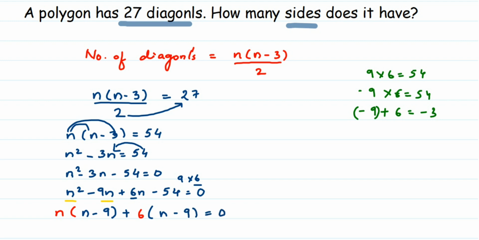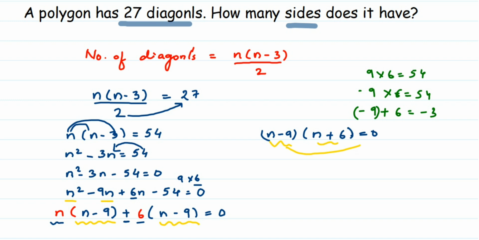Now again you can see here that we have n minus 9. n minus 9 is common in these two terms. So I can take this term outside. If I take this term outside, I'll get n minus 9 out. From the first term, n is left. I'll get n, there's a plus sign here, put plus, and we have 6 here, is equal to 0. So it is equal to 0, which means that n minus 9 is equal to 0, or n plus 6 is equal to 0.